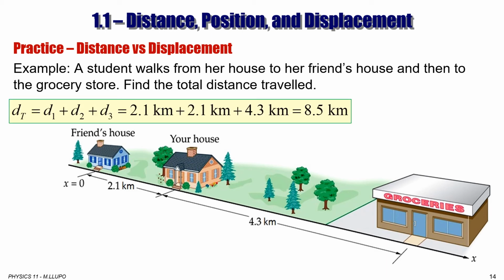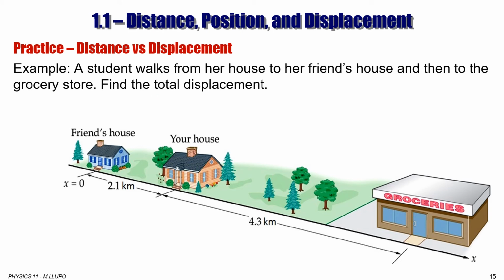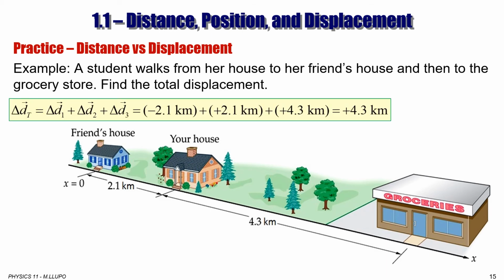2.1 plus 2.1 plus 4.3 is 8.5 kilometers. Now, with the same example, let's calculate displacement. So a student walked from her house to a friend's house, then back to the house, and toward the grocery store. So we have 3 trips there.